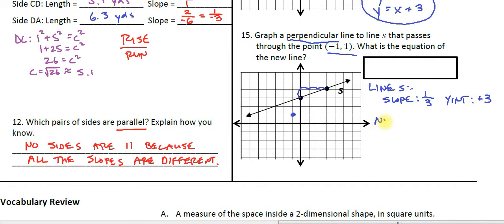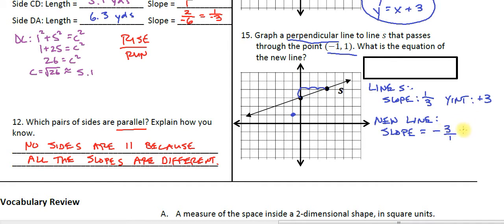So our new line, remember class, is going to have a slope which is the opposite reciprocal. So the slope of our new line is going to be the opposite sign of our line S slope, which is positive, so our sign is going to be negative. And our slope of line S, our existing line, is 1 over 3. So our new slope is going to be 3 over 1. So our slope is going to be negative 3 over 1. We don't know what our y-intercept is yet. We're going to find out.